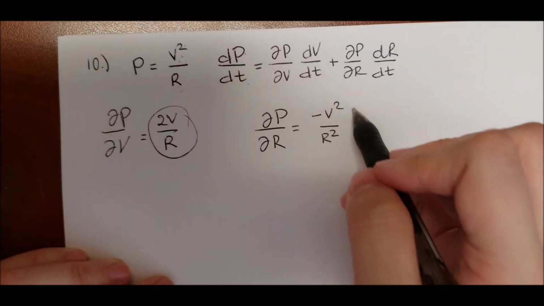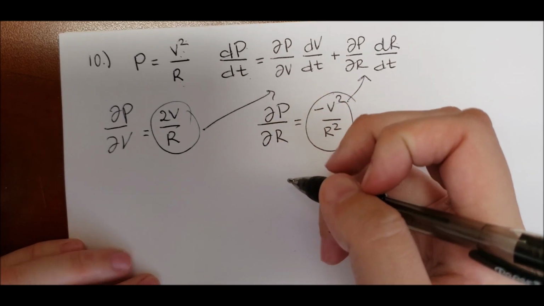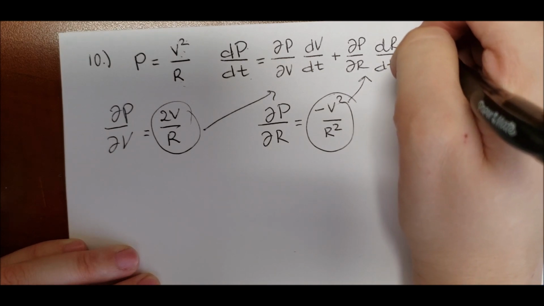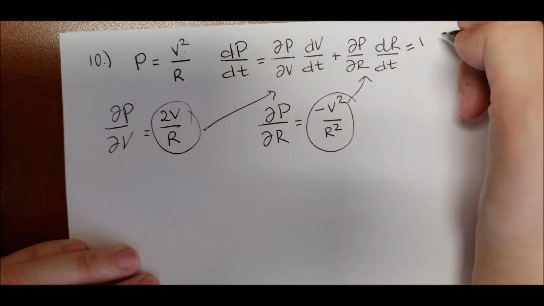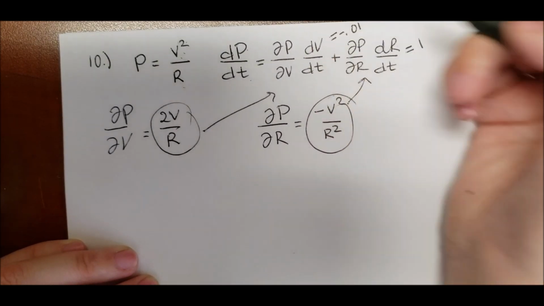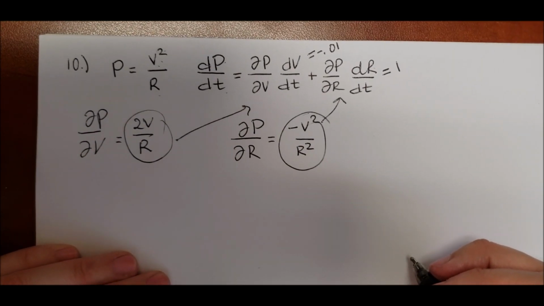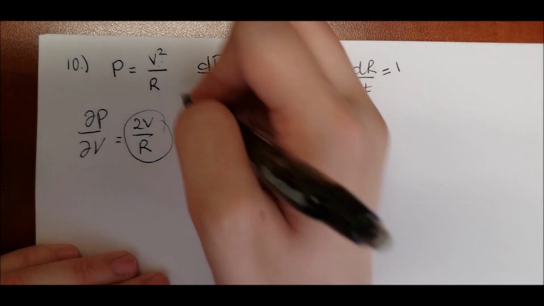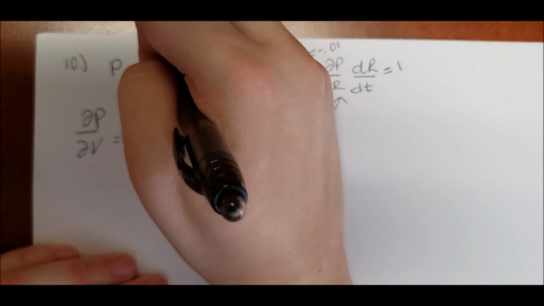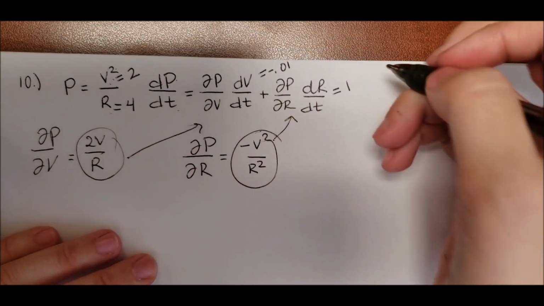And then I'm going to put these into this equation, and it tells me that dr dt is 1 ohm per second, and dv dt is negative 0.01 volts per second. And R is 4 ohms and V is 2 volts. So I want to evaluate all of this.